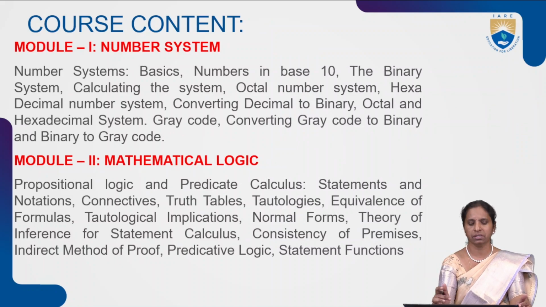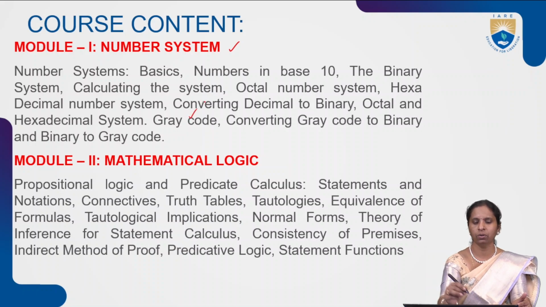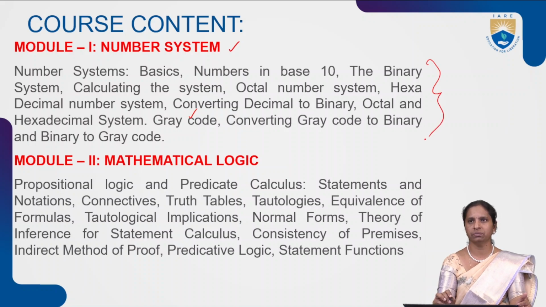The first module discusses the number system. In this module, we are going to discuss the basics of number systems and the numbers in base 10, the binary number system, the octal number system, the hexadecimal number system, and converting decimal to binary, octal, and hexadecimal. Similarly, we are going to learn about the gray code, and also converting the gray code to binary as well as binary to gray code. So all the concepts related to the number system will be discussed in the first module.